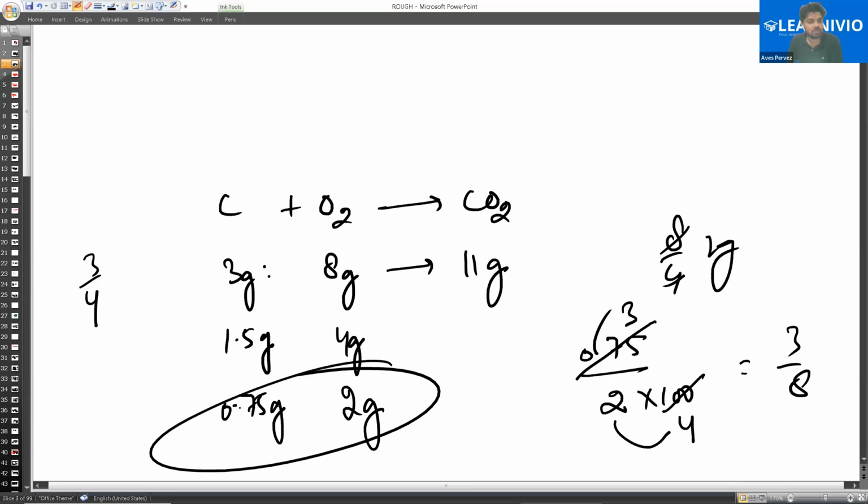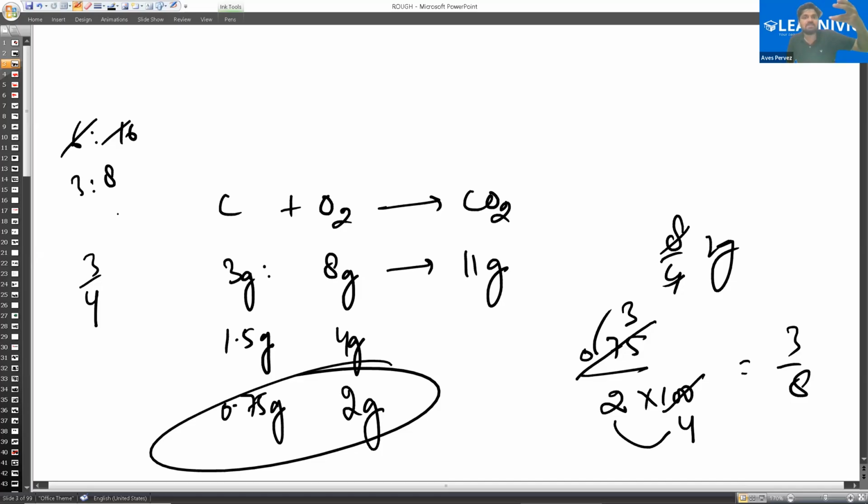The 0.75 and 2 also have the ratio 3 is to 8. 1.5 and 4 also have the ratio 3 is to 8. 3 and 8 also have the same ratio 3 is to 8. 6 and 16: if you double 3 you get 6, and double of 8 is 16. So 6 and 16 is also 3 is to 8. If you cut it, it is also 3 is to 8. So the ratio should not change.